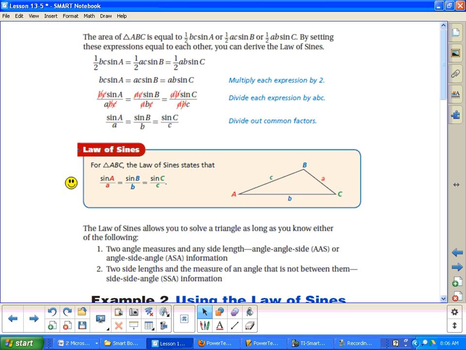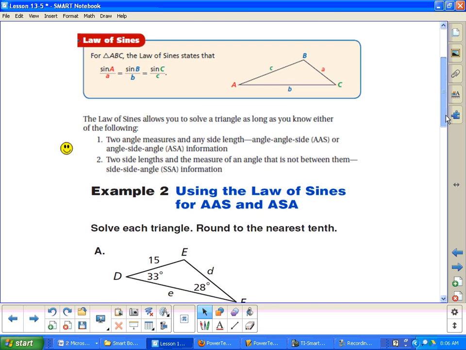Angles are always represented by capital letters, and sides are always represented by lowercase letters. So we're going to do the sine of angle A over side A. That ratio is equal to the ratio of sine of angle B over side B, which is equal to the ratio of sine of angle C over side C. And this is when we use the law of sines.